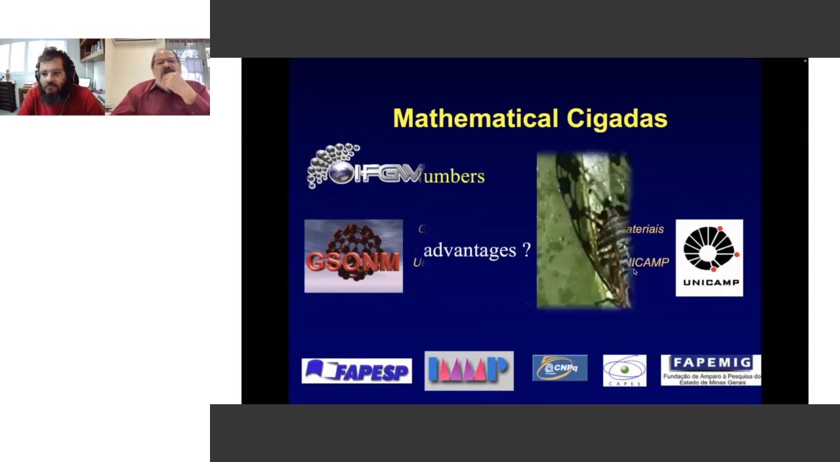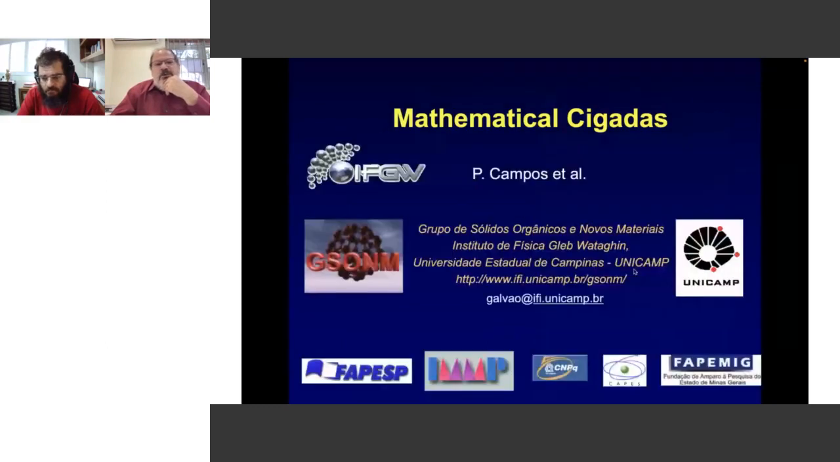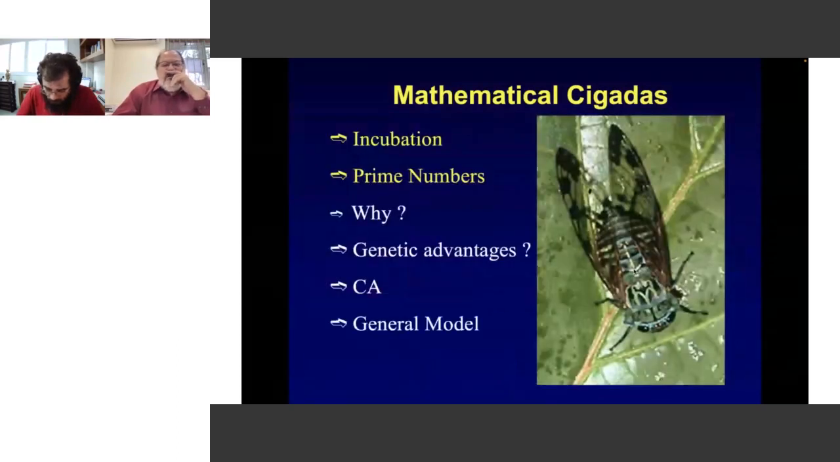Again, using this insect, this is what we call mathematical cicadas. We don't have them here in the Southern Hemisphere. They exist only in the north, but they exhibit a very interesting behavior. Okay? They incubate only in prime numbers.